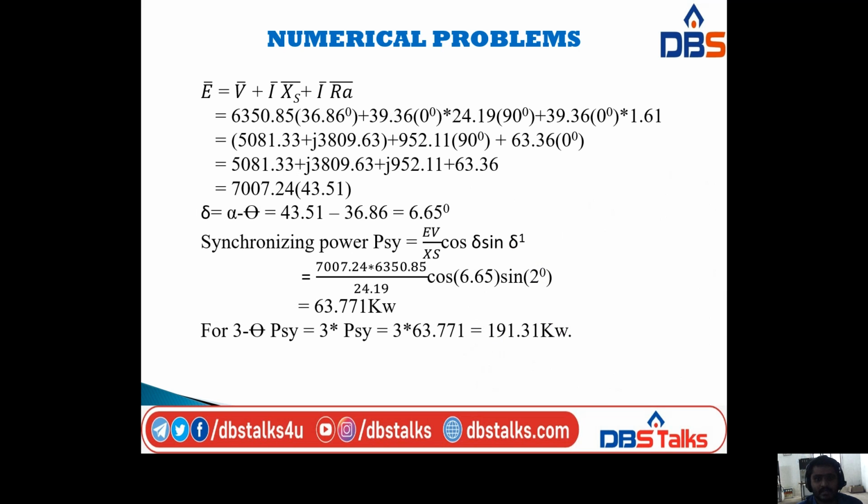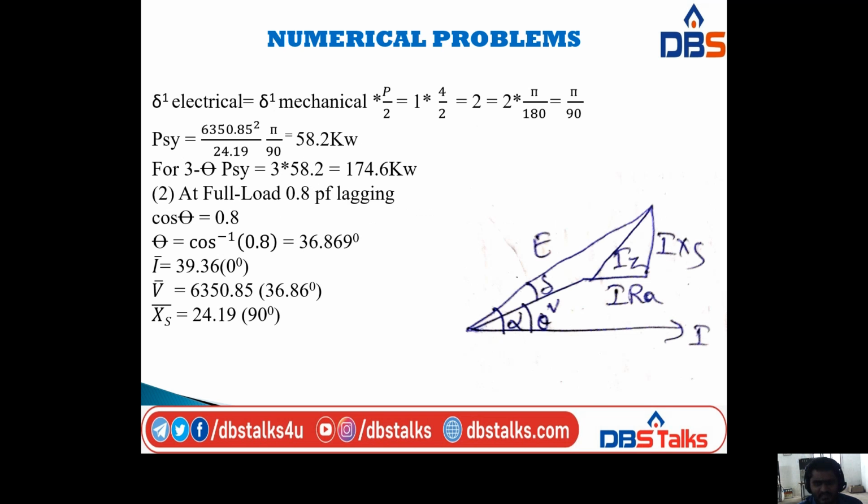Here I am drawing the phasor diagram for this case. I am taking I as the reference phasor, and in this case E leads I by alpha degrees, and V leads I by theta degrees. We have calculated the delta value, that is delta is equal to alpha minus theta, and we have the armature resistance drop, the synchronous reactance drop and the impedance drop.